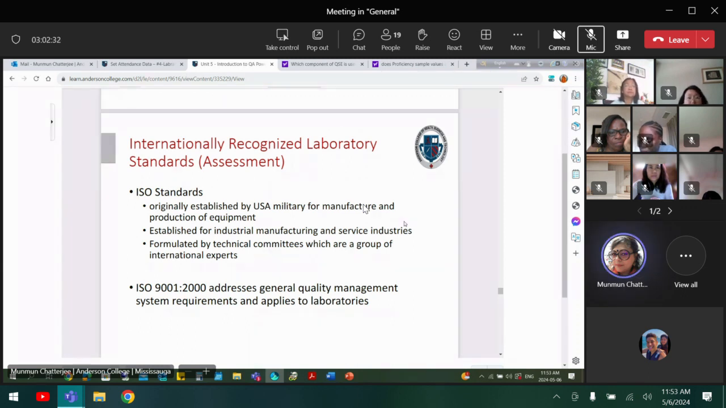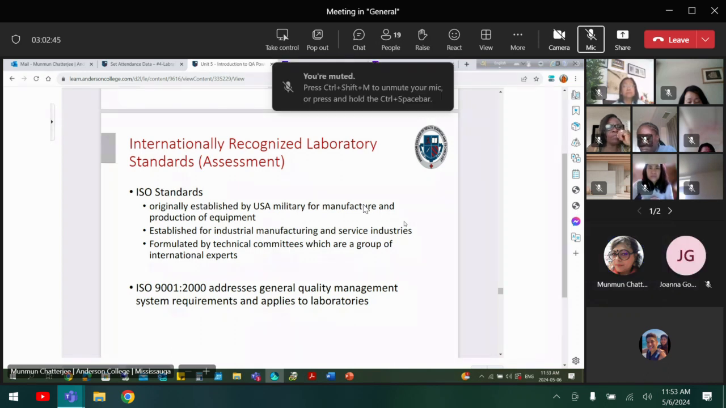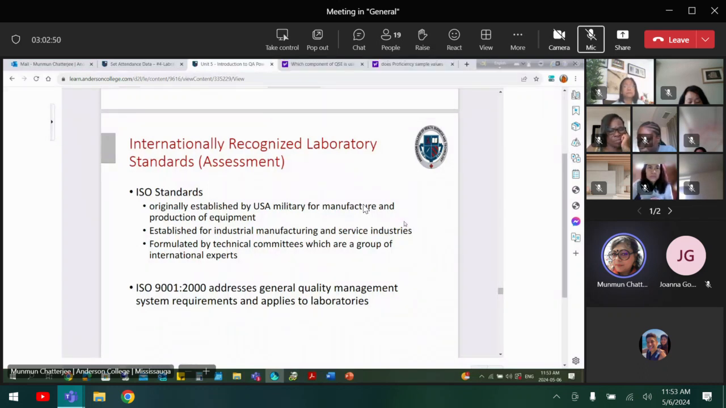This was originally established in the USA military for manufacture or production of their equipment. Basically, it was in the industrial base, service industry, and it was formulated or created by technical committees, which are a group of international experts. So they started in the military for their production and equipment, but they didn't keep it only to their own people. They put in an international group of experts. That is the ISO, the internationally recognized laboratory standard.